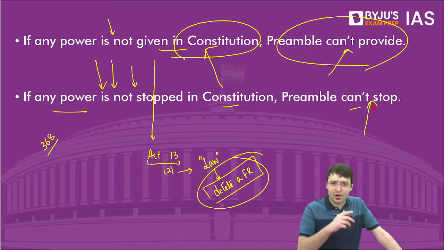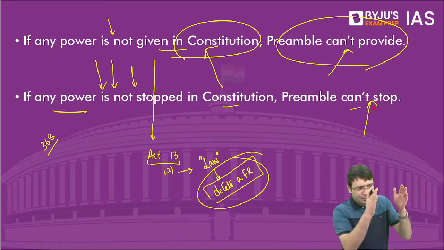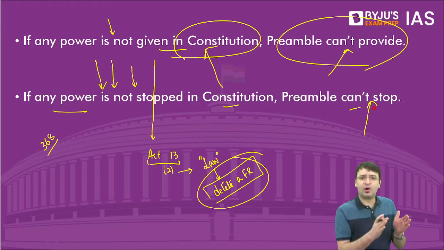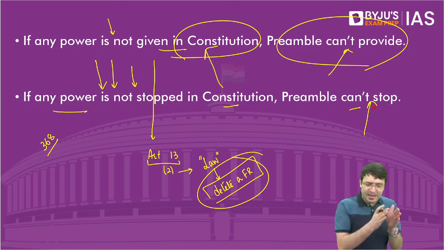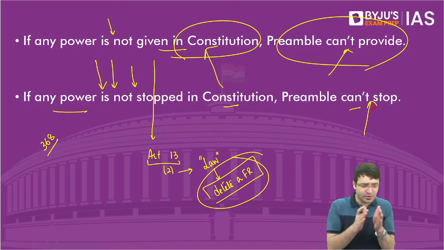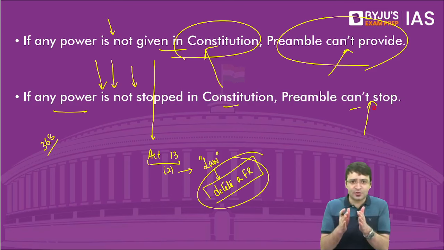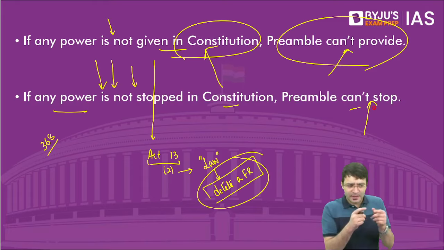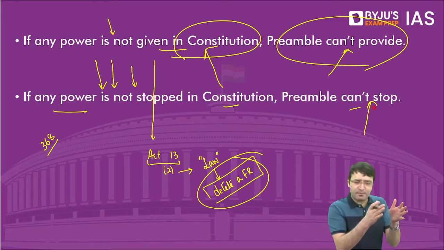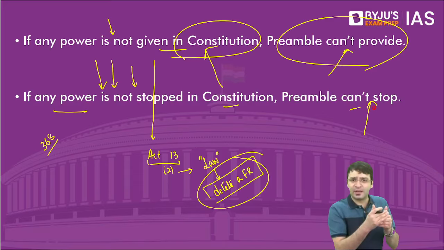Long story short, what is this beautiful text called the preamble? Preamble is the philosophy of the Constitution, the identity card of the Constitution. It's like the preface to the Constitution. This preamble can be broken down into 4 areas. We've discussed that. But then what is the significance of preamble?